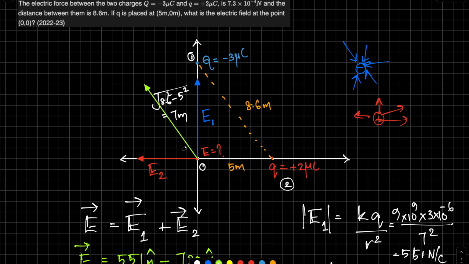To find the direction, let's find this angle theta. Theta equals tan inverse y component over x component, so Ey over Ex. If you do tan inverse, y component is 551 over x component is minus 720, you will get this angle.